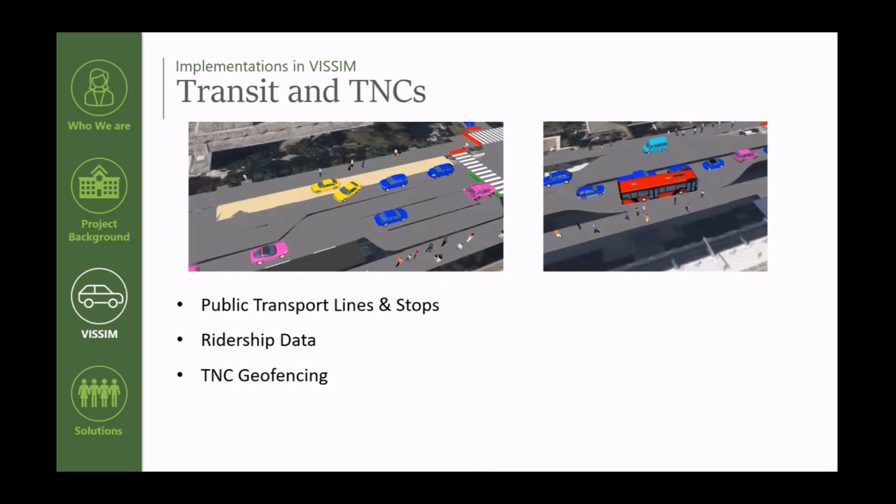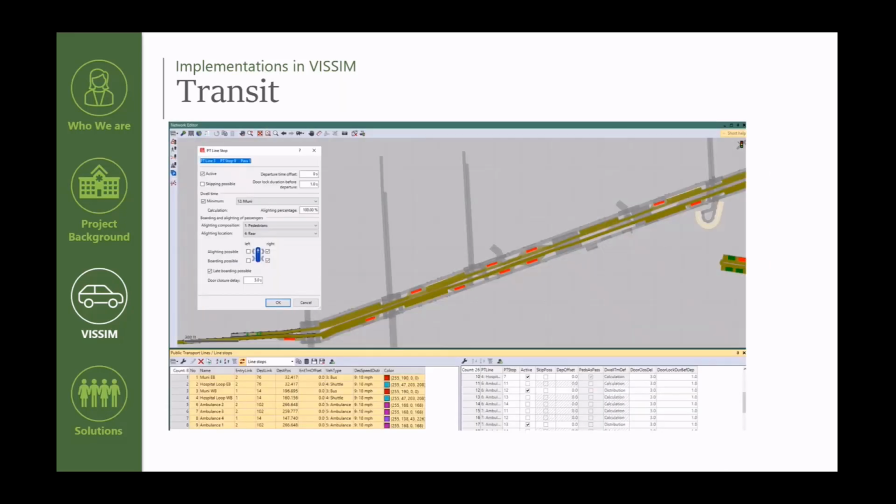Okay, so now jumping onto how we did transit and TNCs. Of course, we used public transport lines and stops for the hospital shuttles and Muni. There was some ridership data that provided us with better information on how many pedestrians were boarding and alighting. And one of the key assumptions that we suggested to the client is that we can contact Uber. We can talk to the vendors to develop TNC geofences, so that they are not blocking the intersection. That was one of the big assumptions we used for this study.